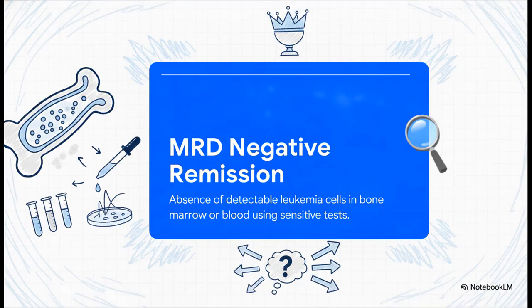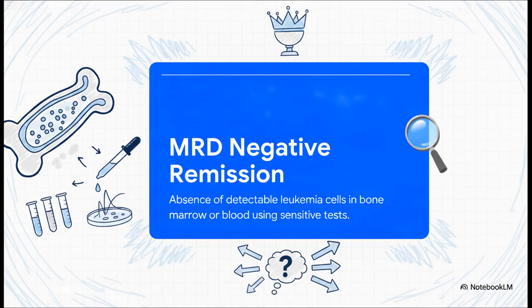We're about to look at some seriously groundbreaking trial data that is actively shifting our consolidation strategies right now. But before we do, let's make sure we're all on the exact same page regarding measurable residual disease. MRD-negative remission is defined as the complete absence of detectable leukemia cells in the bone marrow or blood, using highly sensitive testing methods like flow cytometry or PCR after that initial treatment.